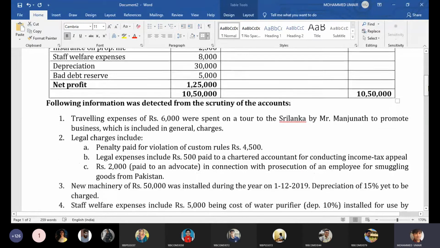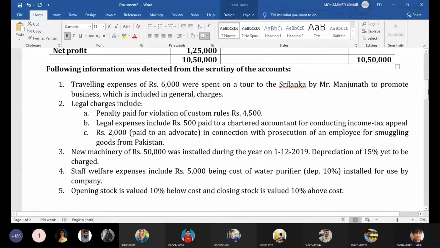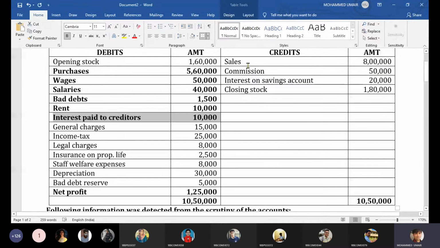Now general charges. Let's see if there is any item related to general charges. Okay, so for general charges, there are no adjustments. General charges, general expenses, or sundry expenses are all those small business expenses which can't be recorded individually, but are summarized into one single transaction and recorded in the P&L account as general expenses, general charges, or sundry expenses. So this is also a business expense.